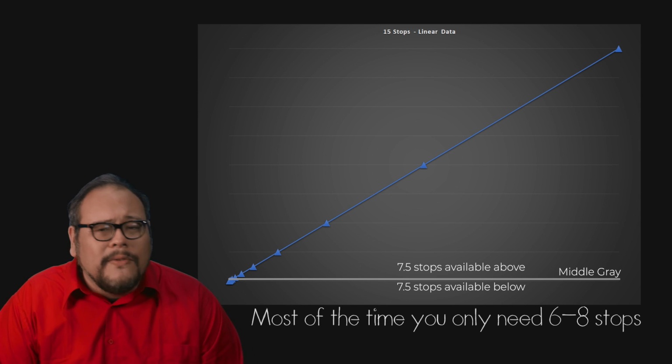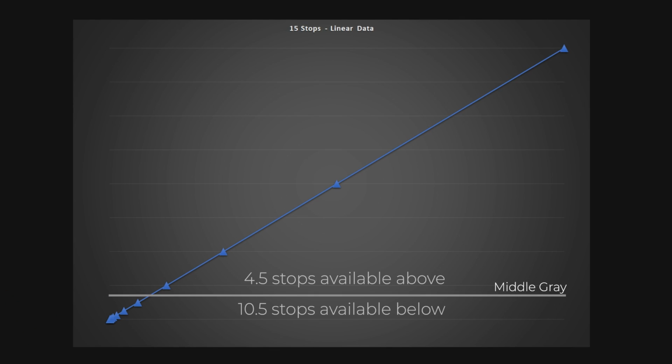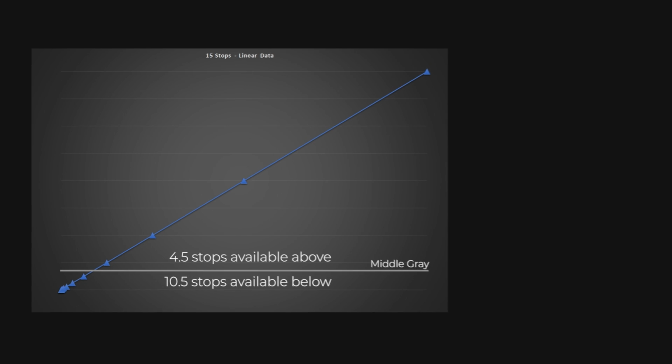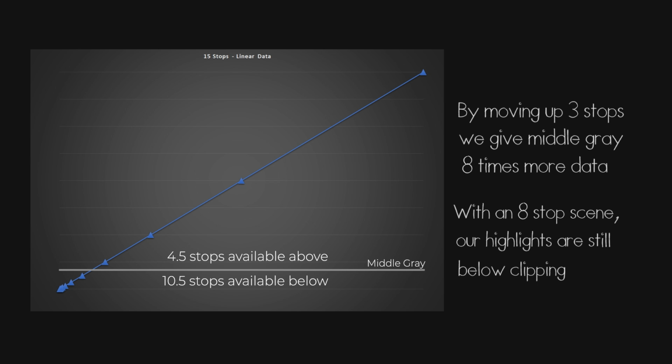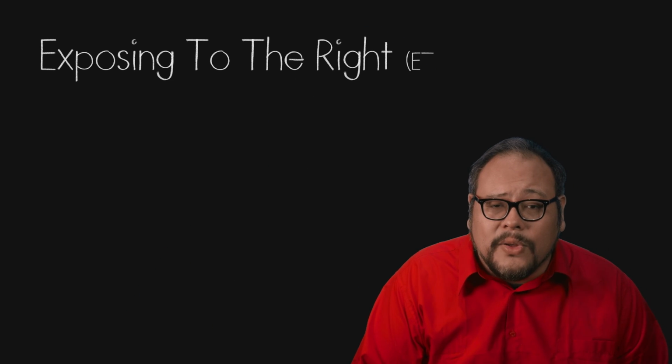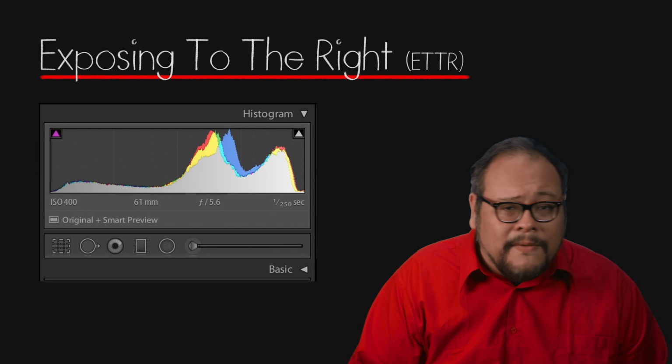So why not overexpose our image? Move our middle gray from 7.5 stops below clipping to just 4.5 stops. By moving our exposure up 3 stops, we give middle gray 8 times more data to work with. And the same goes for every stop below middle gray. And with 8 stops seen, our whites are still not yet clipped. Then in post, we pull down the exposure 3 stops. That buries the noise and we get a cleaner and more richly detailed image. This is called exposing to the right, or ETTR. And the right is a reference to the histogram that photographers use.